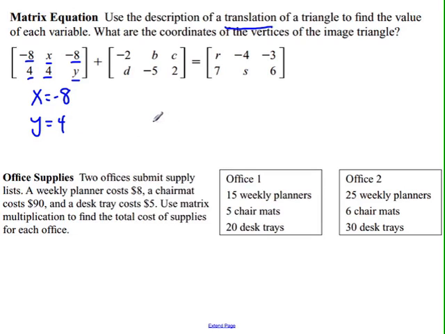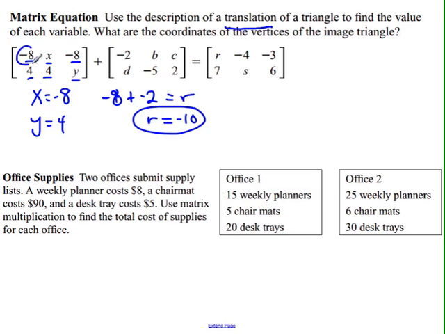From there, that gives us 2 answers. In order to find these other ones that are in here, we'll simply say -8 plus -2 has to equal r, then r has to equal -10.